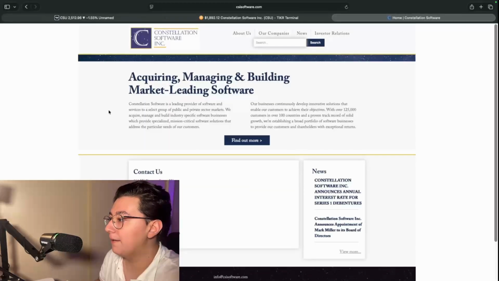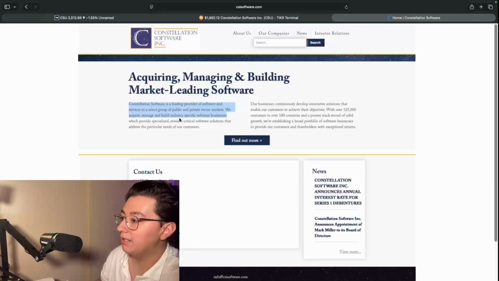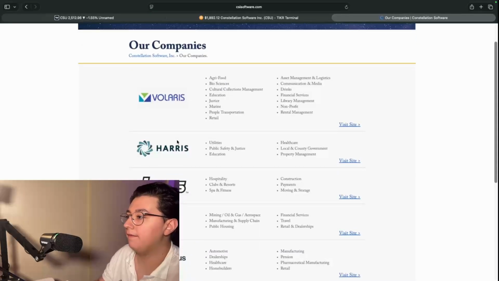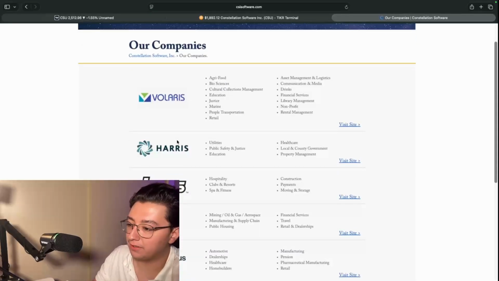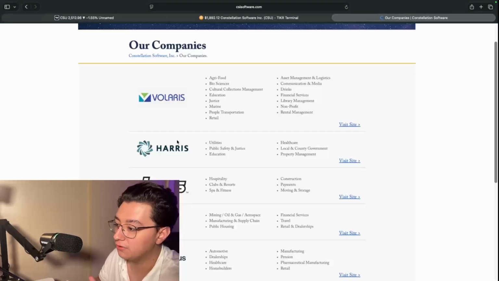If we go onto their webpage, Constellation Software is a leading provider of software and services to a select group of public and private sectors. We acquire, manage, and build industry-specific software businesses. So basically what they do is, imagine Constellation Software buys very small software businesses that are super specialized and super niche.